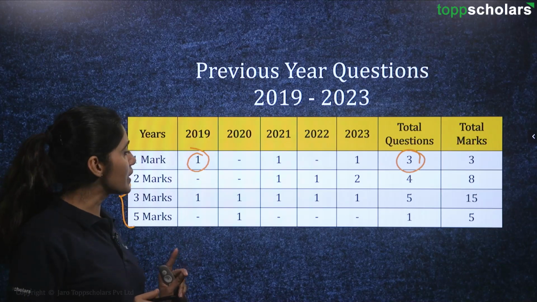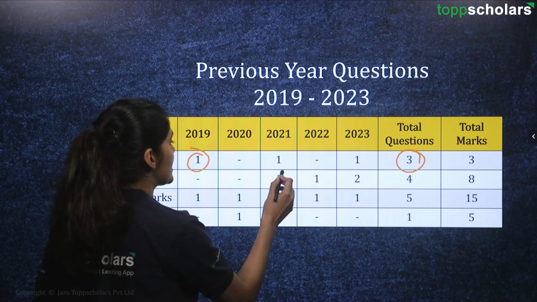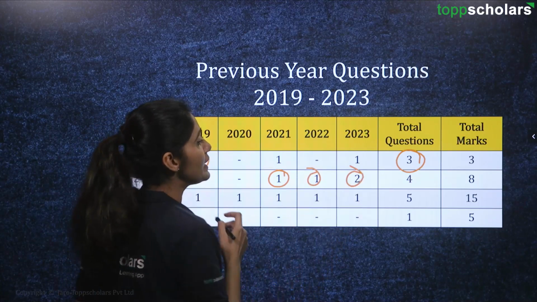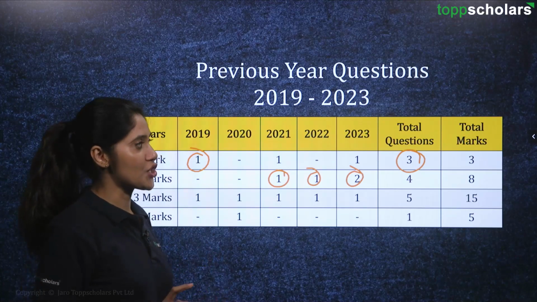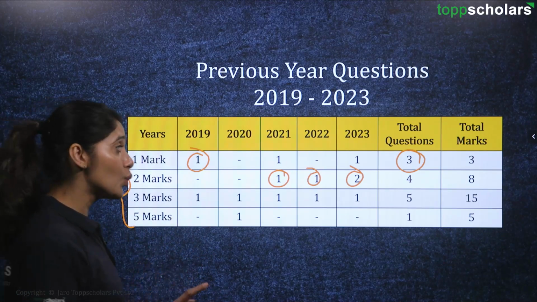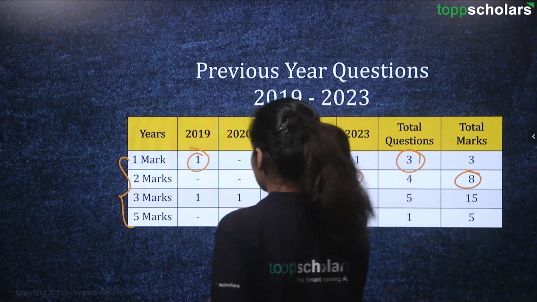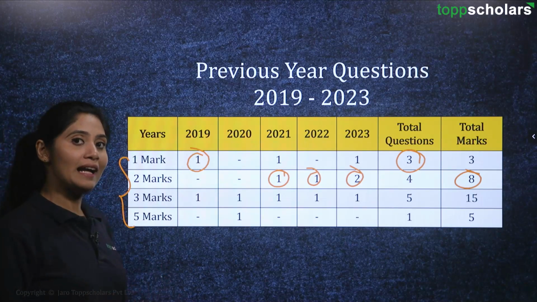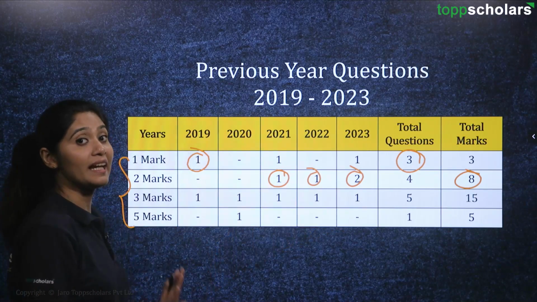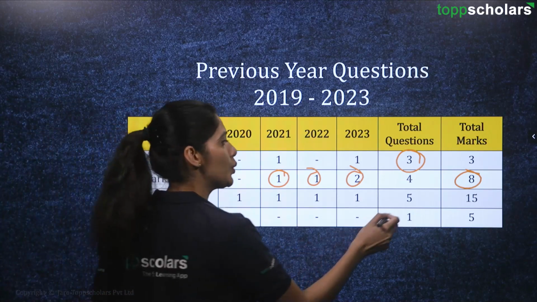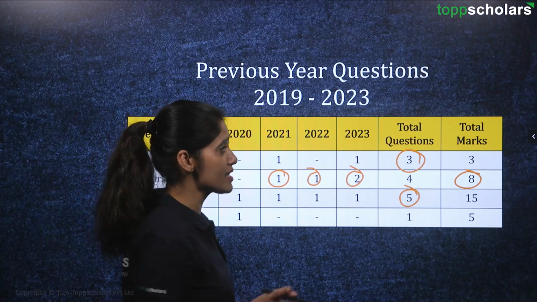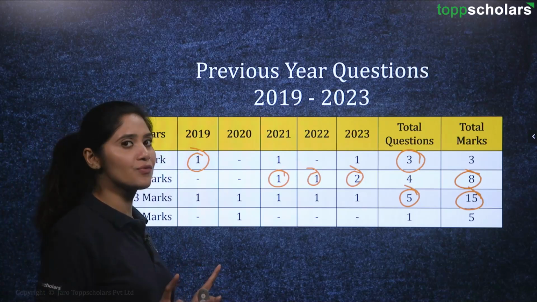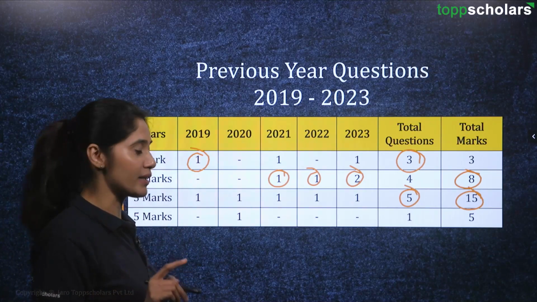Now for 2 marks questions, we have had 1 question in 2021, 1 in 2022 and 2 questions in 2023. So total 4 questions from the last 5 years, and the total marks it comprises are 8 marks. Now for 3 marks questions, we have had at least 1 question every year in the last 5 years. So we have a total of 5 questions carrying 15 marks. So maximum number of questions from this chapter are of 3 marks if you notice.